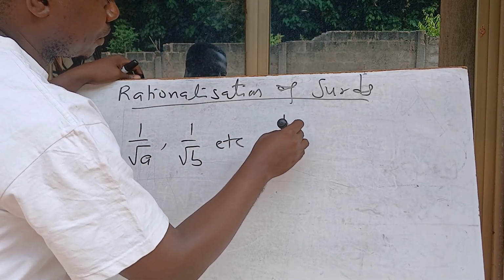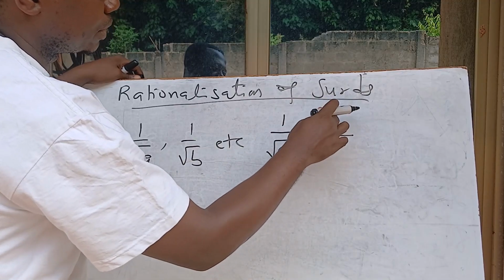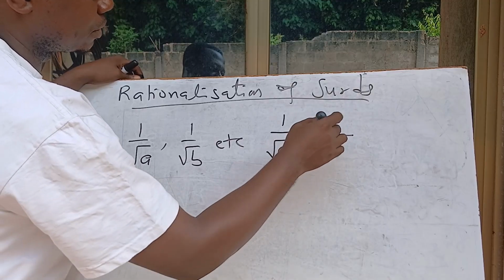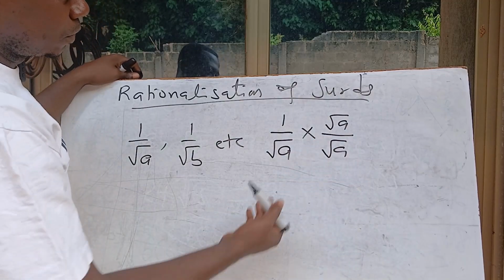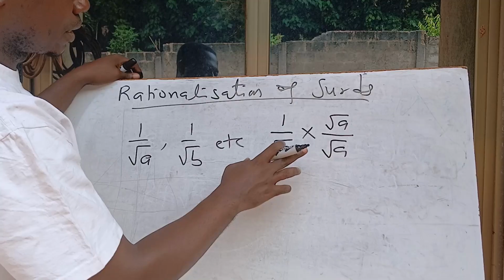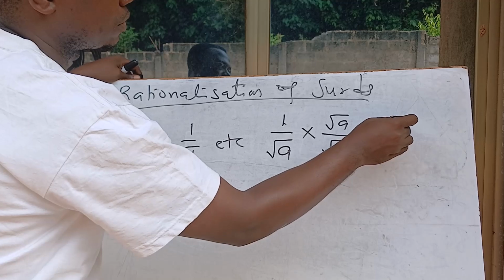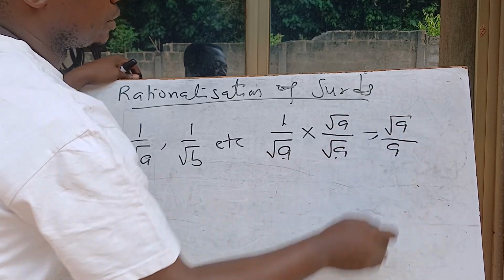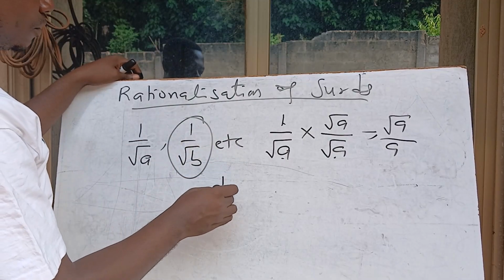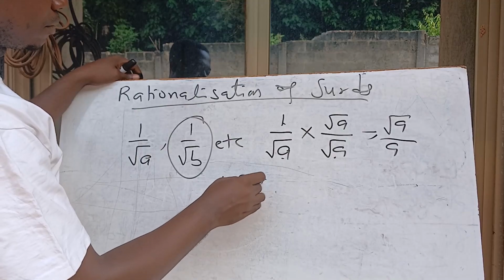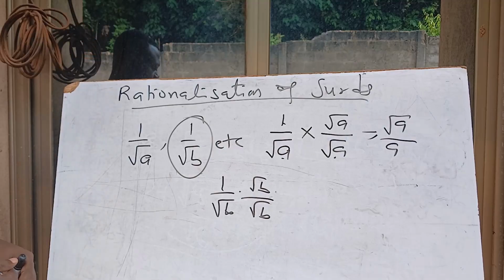So when you take the first one, if you want to rationalize, you multiply both numerator and denominator by the denominator here. So we have square root of a by square root of a. When you do this, it means this one has been rationalized. This one times that will be square root of a, and this one times that will be a. Then for 1 on square root of b, we multiply by square root of b over square root of b. So that's that. Now let's solve an example.